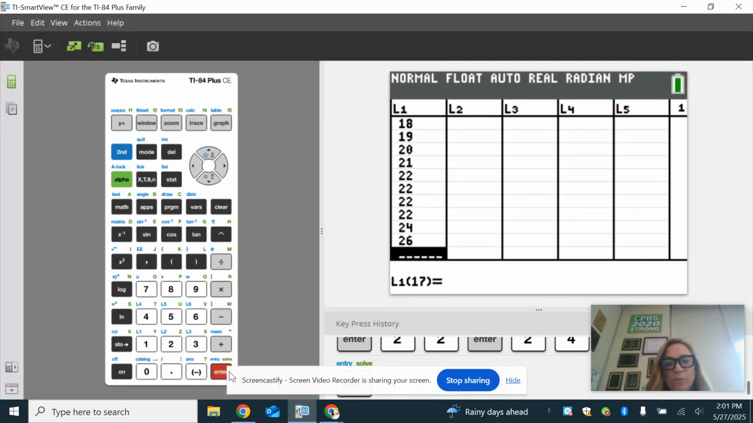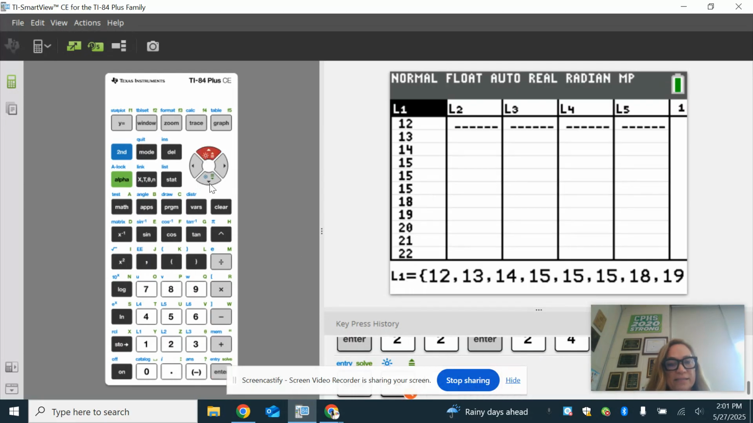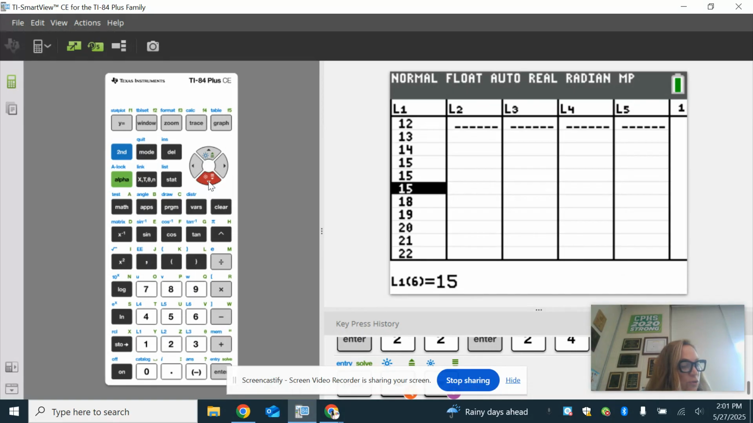So again, the most important thing is that you type it right. So if I type it in, I would totally double check that I typed it right. So 12, 13, 14, 15 3 times, 18, 19, 20, 21, 22 should be there 4 times, and then 24, and then hopefully 26.